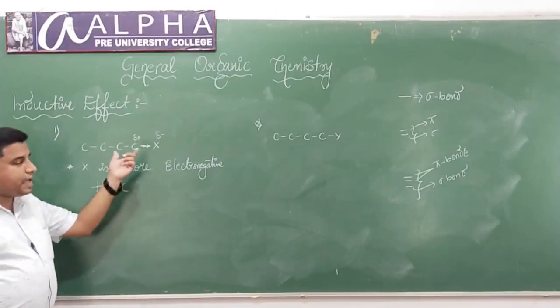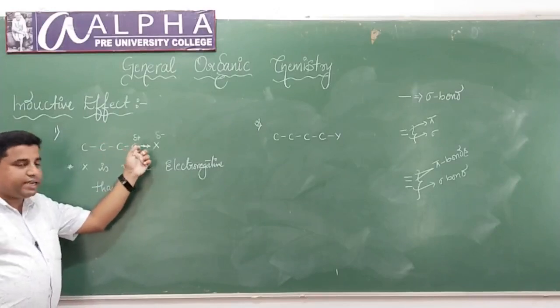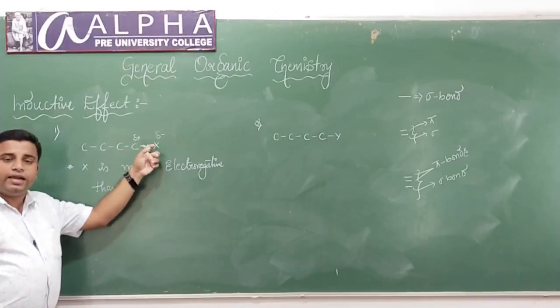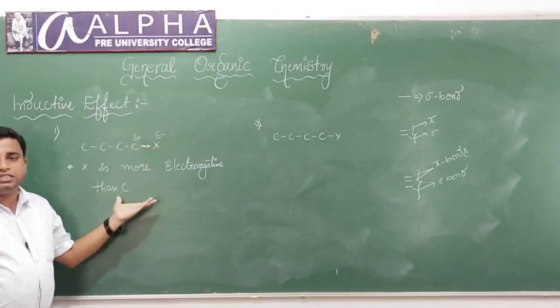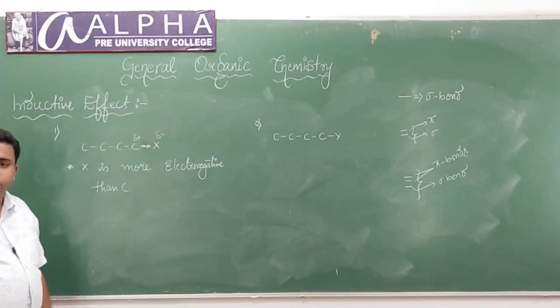Okay, so what is happening here? Electron is getting displaced towards a more electronegative atom and a polarity is produced in the molecule. This phenomenon is called inductive effect. Very simple. Is that simple?